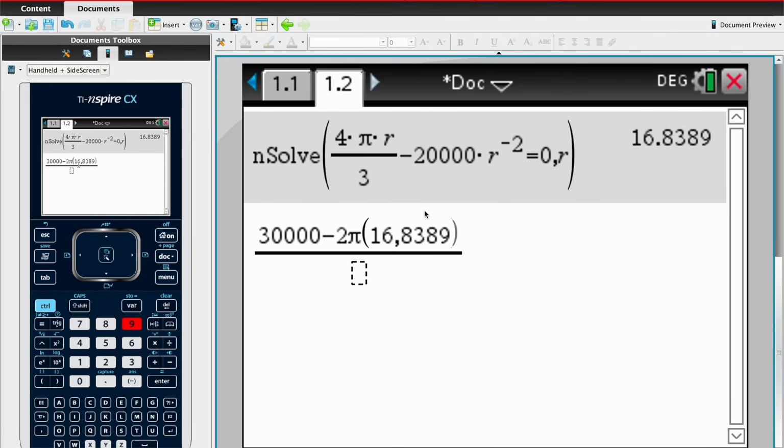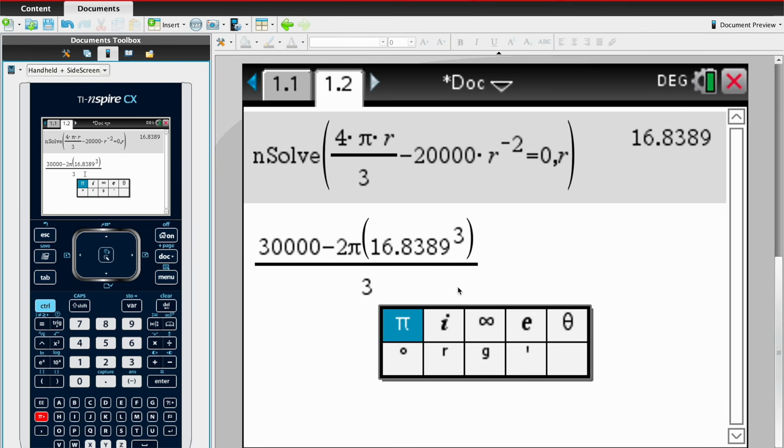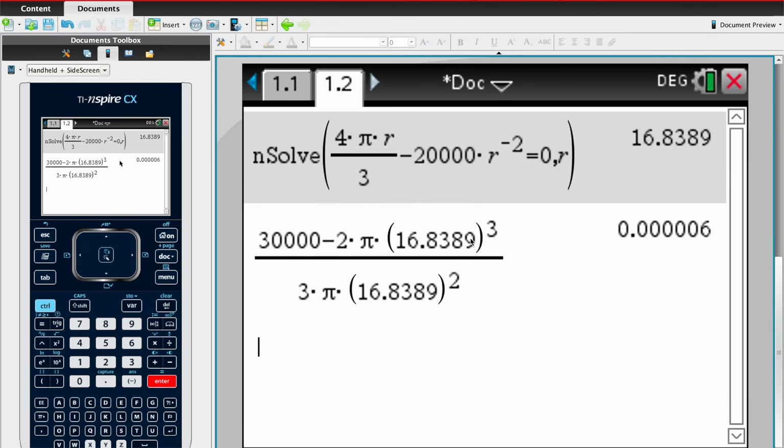16.8389. And we want to cube this value. And then here we have 3 pi. And it's going to be multiplied by, once again, 16.8389. And here we want to square this. Okay, so there it is. It is very, very insignificant. And what I'm guessing is if we were to use the full accuracy here, this would go all the way to 0.